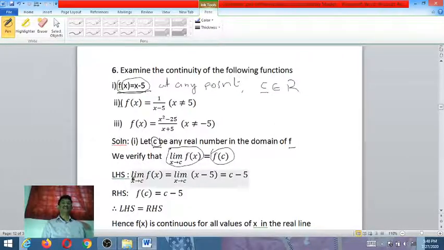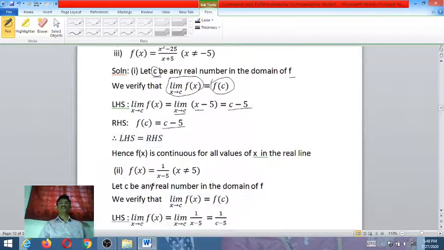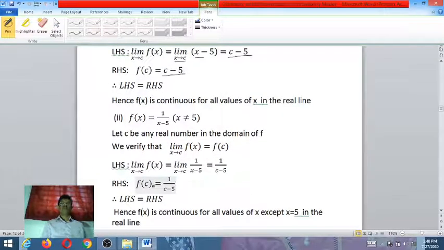Let us consider the left hand side. The limit of f of x as x tends to c: we know that f of x is x minus 5, so in the place of x you write c, and it becomes c minus 5. So what is f of c? This is the right hand side. In the place of x you write c, so it is also c minus 5. So the left hand side is equal to the right hand side. Therefore, the function is continuous for all values of x on the real line.